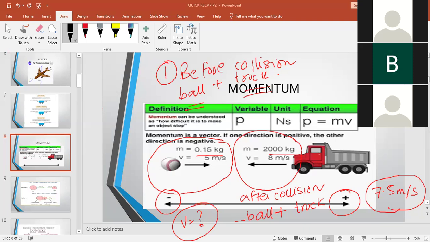I'll do 0.5 multiplied by 5. Yes, that will be for the ball, which will be added to the truck. It's 2.5. Let's write it step by step. So this is 2.5 and the unit will be Newton second, or kilogram meter per second. What is the momentum of the truck? It's 16,000.